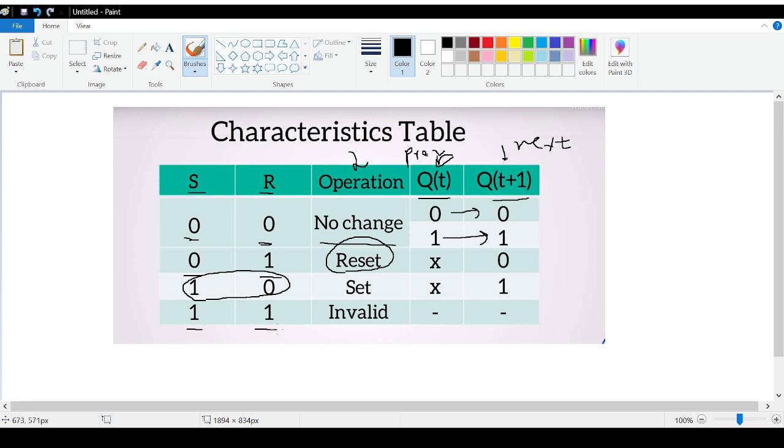And then 1 1 is invalid because in the previous circuit we saw that when we give 1 1, Q and Q bar become the same. So 1 1 is an invalid input. These three combinations are important for us, and remember when S and R are both 0, it matters what was stored inside my flip-flop previously, because whatever value was stored previously, our flip-flop will retain it. Okay, so this was the characteristic table for SR.